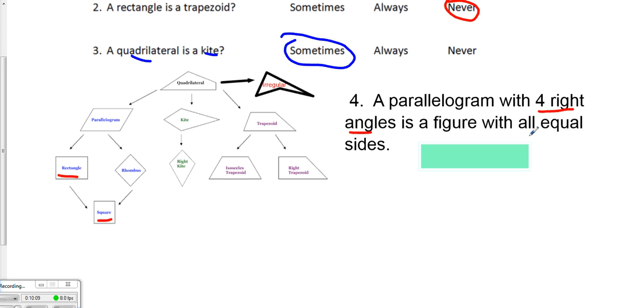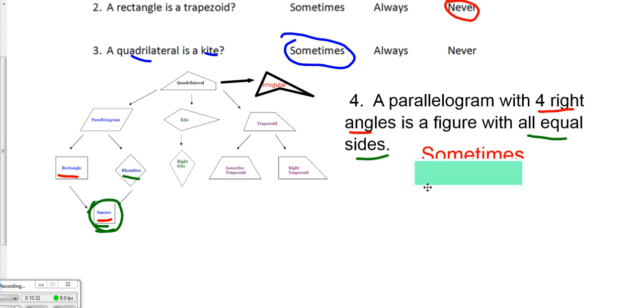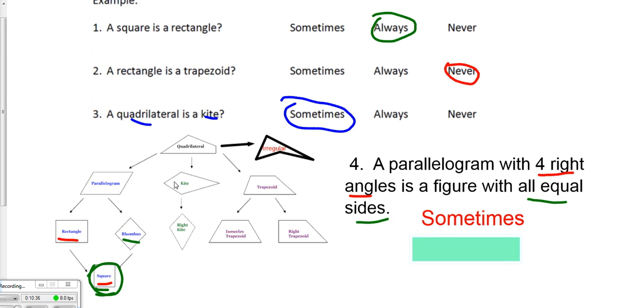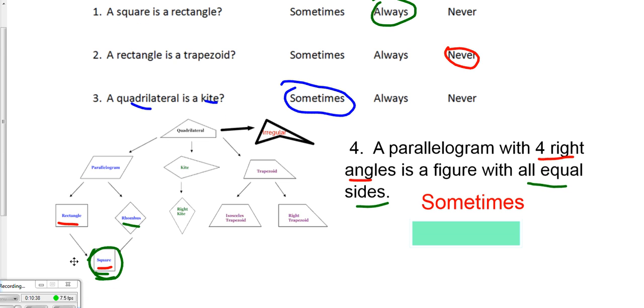Is a figure with all equal sides. Well, all equal sides is either describing rhombus or square. Squares have all equal sides. So are there some rectangles, so some 4 right angle sides, that also have all equal sides? Yes. Sometimes, not all of them, but sometimes we can have both. So this would be a good example of a sometimes question. So that would be how to answer your always, sometimes, never questions.